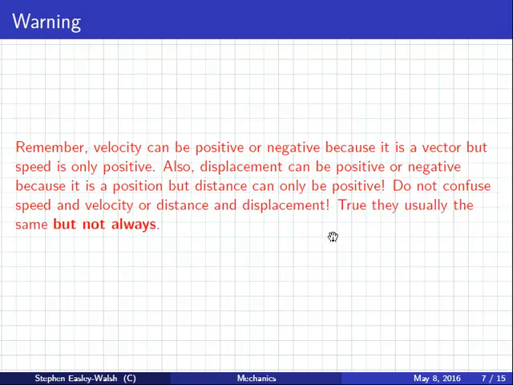Sometimes they're usually the same for most problems, but not always. Okay? You have been warned. This will be your final warning. I'm not going to say it again. Please be careful about the signs.